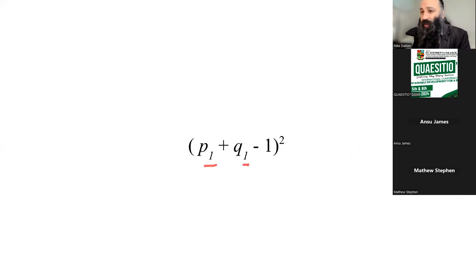P1 and Q1 are either zero or one. So what is the lowest that this function can be? Everyone's doing very well in the chat. Everyone's getting the right answers so far. Zero, very good. The minimum is zero. We are squaring this number, so it cannot be negative, and the lowest it can be is zero. If P1 is zero and Q1 is one, then we'll have a zero.